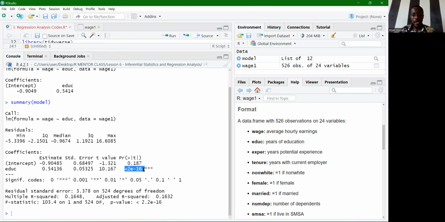If you also look at the p-value for the regression coefficient for education, the slope, it is 2e minus 16. We've explained this before, that this happens to be 2 times 10 to the power of negative 16. So we have 0.0000, 15 zeros before the 2. So it means that even in 10 decimal places, this is 0. So technically this is 0. 0 is less than 0.05. And for that matter, we say what? We reject the null hypothesis and conclude that the regression coefficient for education is statistically significant.